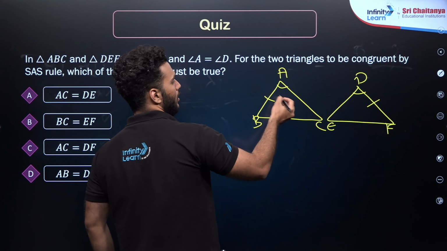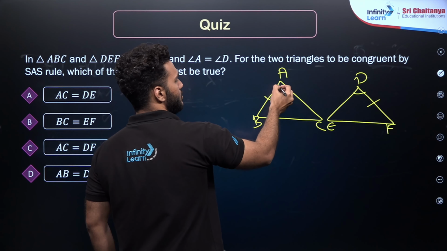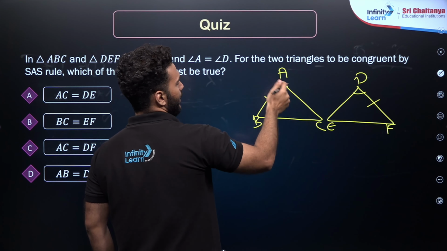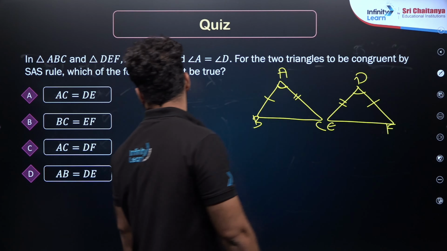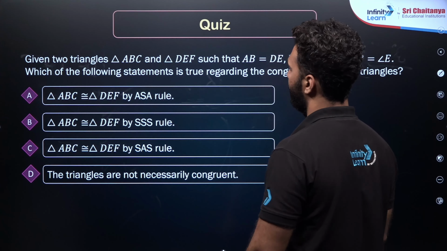we have to take a line which is on either side of this angle. So we have to prove this line is equal to this line. AC is equal to DE. AC is equal to DE, option A.